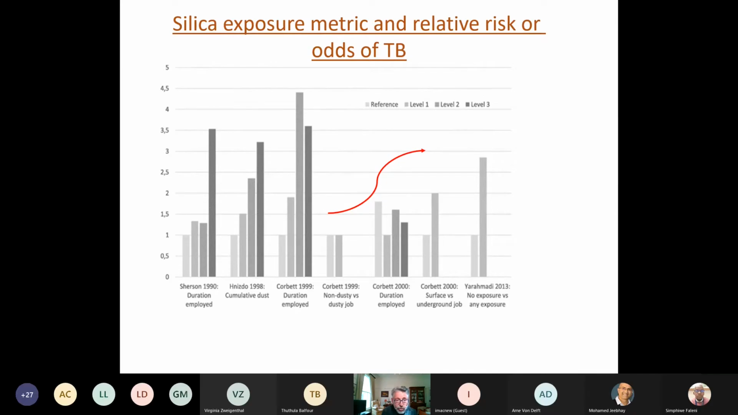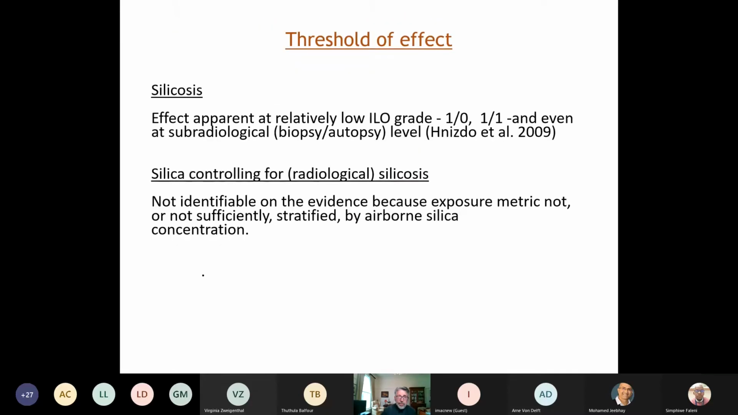The other studies used either duration employed, which is somewhat misclassified, or binary categorical metrics such as a non-dusty versus dusty job, surface versus underground, no exposure versus any exposure, and there's some inconsistency in a couple of these studies. Coming to the secondary objective, which was the threshold of effect.